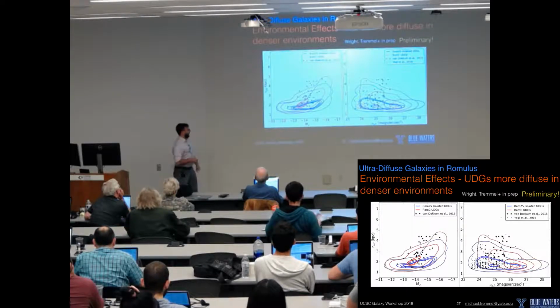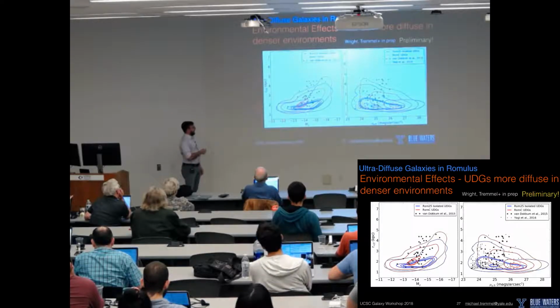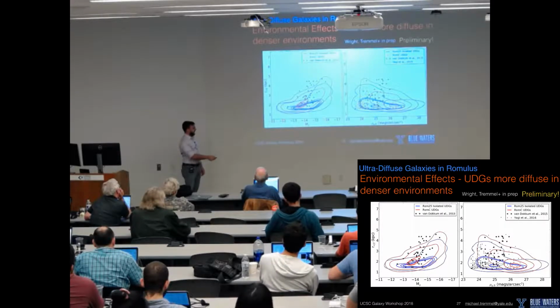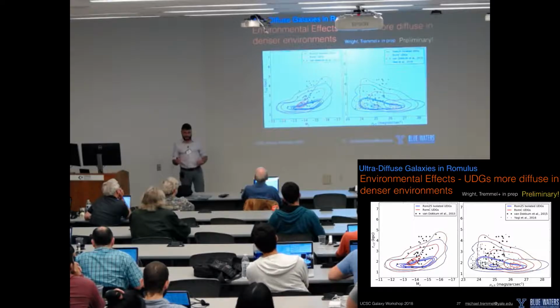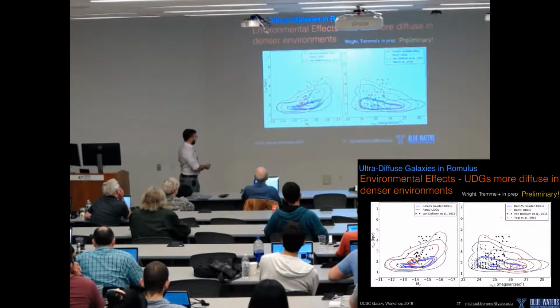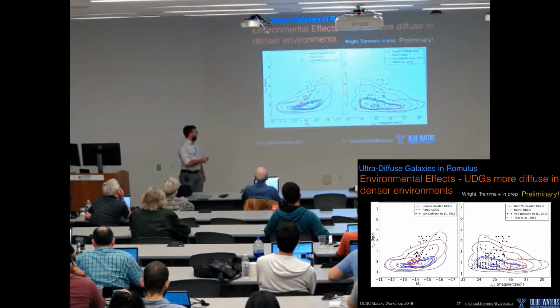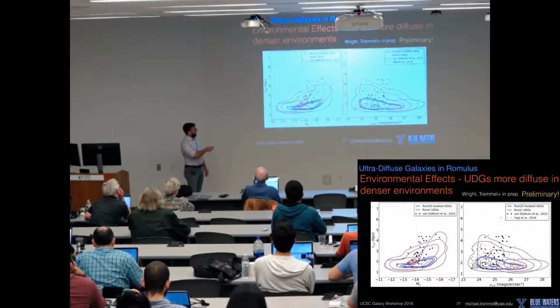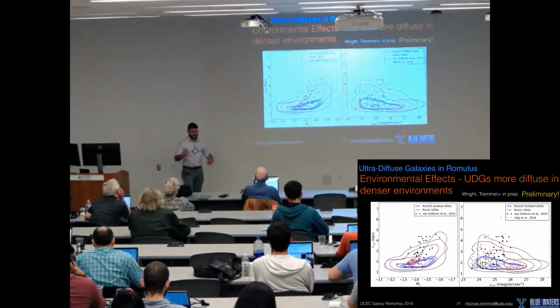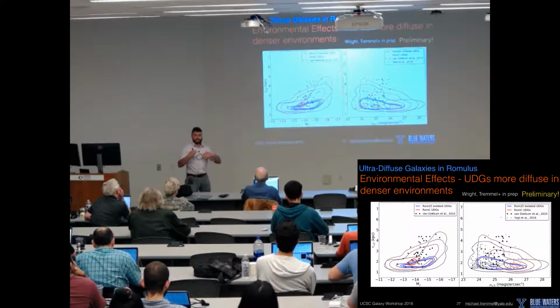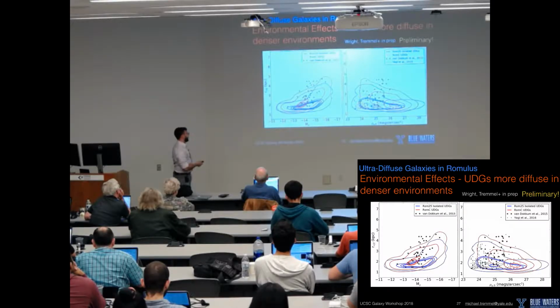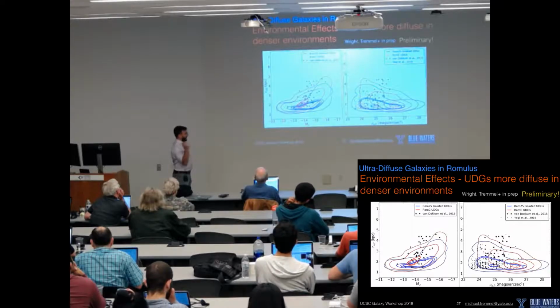If we look at their characteristics, the effective radii as a function of their G-band magnitude and their central surface brightness, we see, for one, we match nicely with the results from van Dokkum et al. and Yagi et al. 2016, but we can see some differences in the two populations. As I said, in the cluster environment, these UDGs are more likely to be more diffuse, more puffed up, with larger effective radii than their field contemporaries.